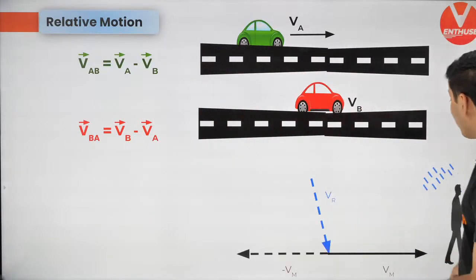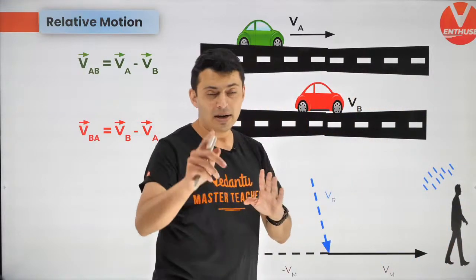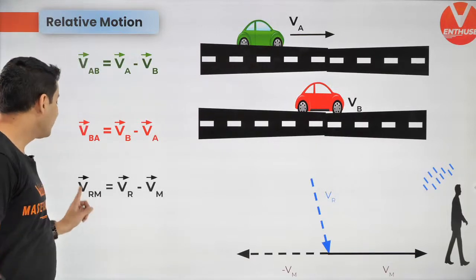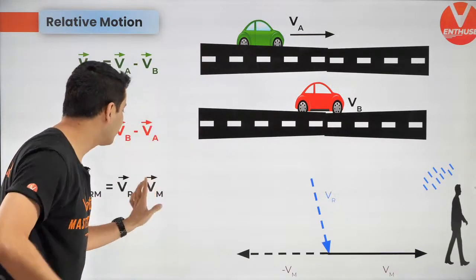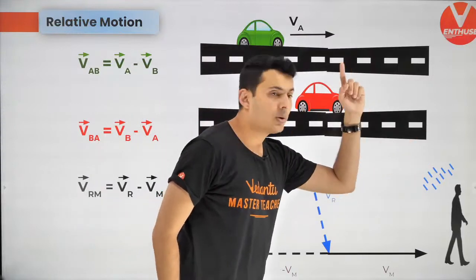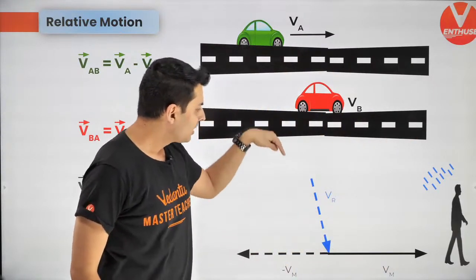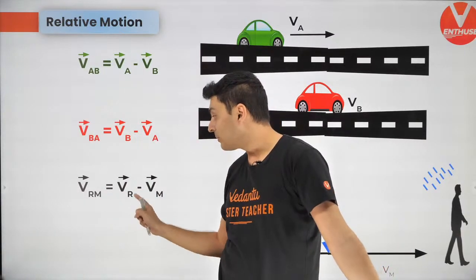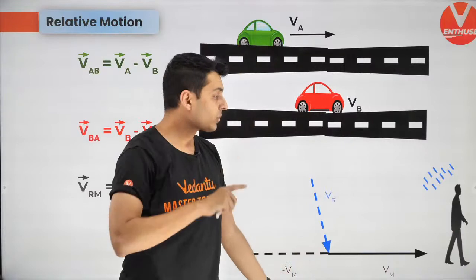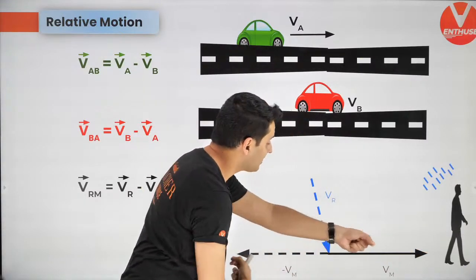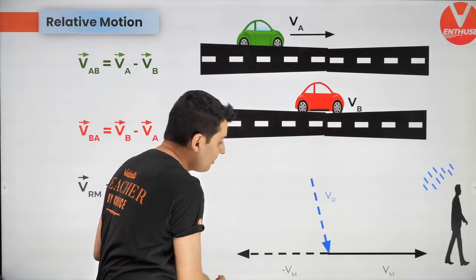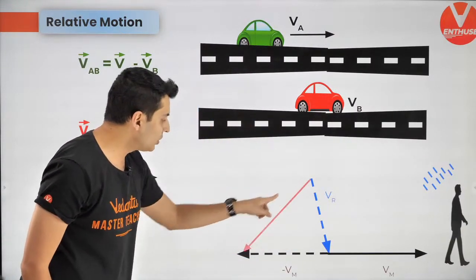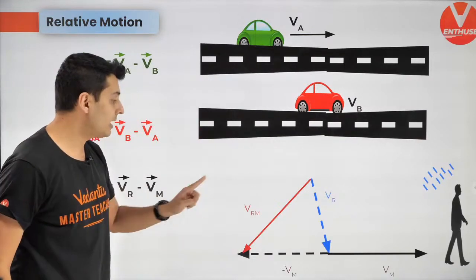Now, for rain-man problems, remember one simple equation. Velocity of rain with respect to man is VR minus VM. Man is going somewhere, rain is falling somewhere. This is the velocity of rain, this is the velocity of man. Using the equation VRM equals VR minus VM, whose velocity are you going to subtract? Man's velocity. So draw the minus VM vector. This is VR, this is minus VM, and you're going to get VRM. That's going to help you solve the problems.